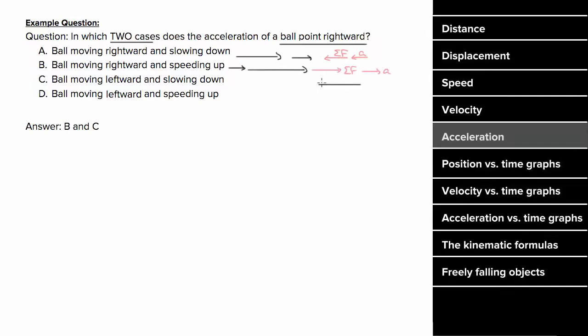If a ball is moving leftward and it's slowing down, there's got to be a net force to the right slowing it down, which means the acceleration also points to the right. And if a ball is moving leftward and it's speeding up, there's got to be a net force to the left speeding the ball up, which means the acceleration also points to the left. So since acceleration is always pointing in the same direction as the net force, we can see that B and C are the two cases where acceleration points to the right.